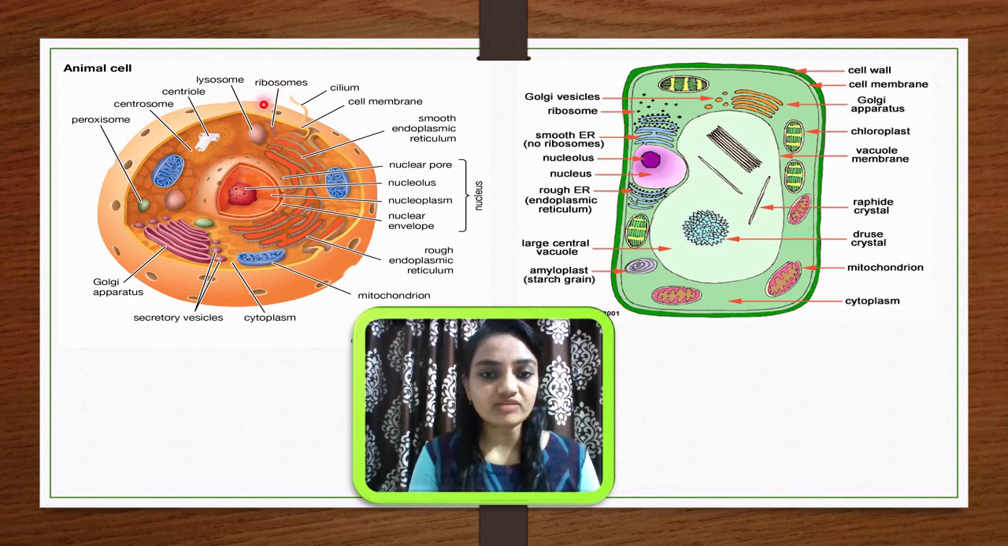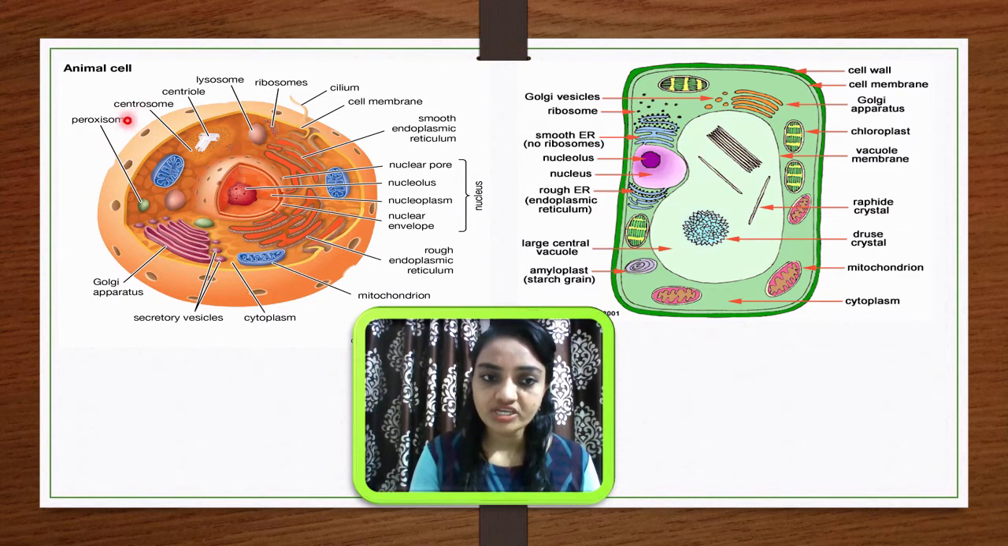So let me discuss one by one. Here in the animal cell you can see the cilium, cell membrane, smooth endoplasmic reticulum, nuclear pores, then nucleolus, nucleoplasm, nuclear envelope, rough endoplasmic reticulum, mitochondria. You will find all these in the plant cell also. Then cytoplasm, secretory vesicles, Golgi apparatus. Here the Golgi apparatus is also called dictyosome. Then peroxisome, then centrosome.